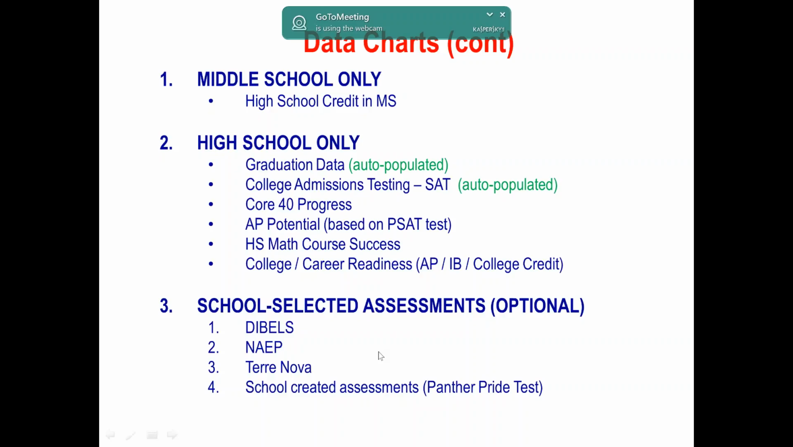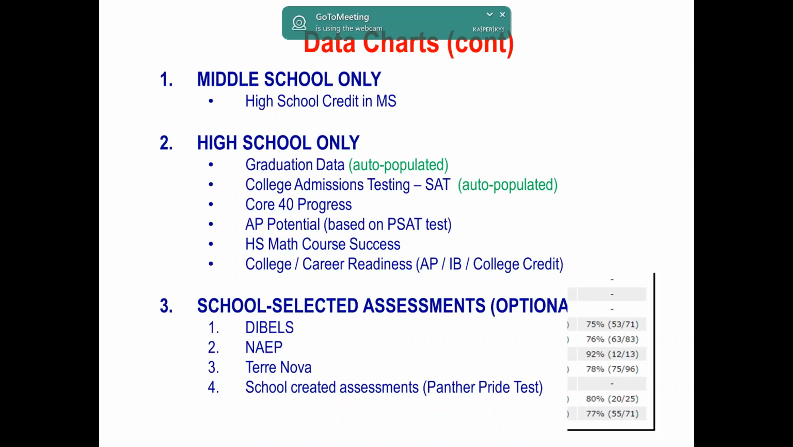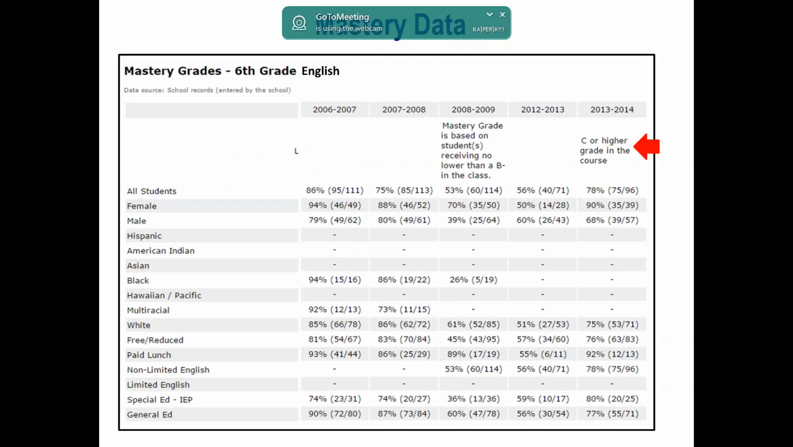And then the last type of data tables, this was optional, but some of you also study things in your buildings like DIBELS or NAEP or Terra Nova, or a school-created assessment. We had one school, they had a Panther Pride test. So you've got that data to look at as well. So this is very data-rich, and it's really worth your time to roll up your sleeves and dig into that data.